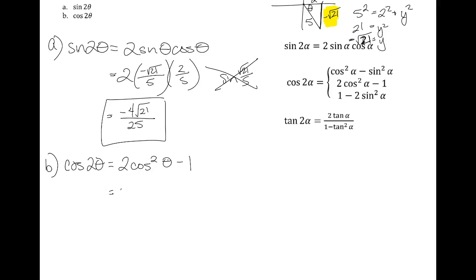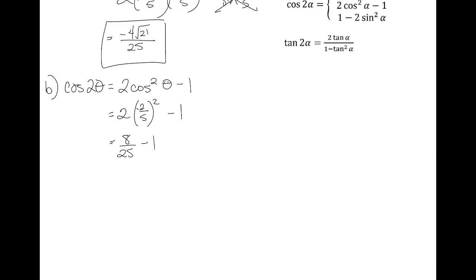And again, I know what cos of theta is because it's told to me in the question. It's 2 over 5 squared minus 1. So this is 4 over 25 times 2, so 8 over 25 minus 1. Common denominator, that's going to be 8 minus 25 over 25, or 17 over 25 negative. And there we go, evaluated just like that.